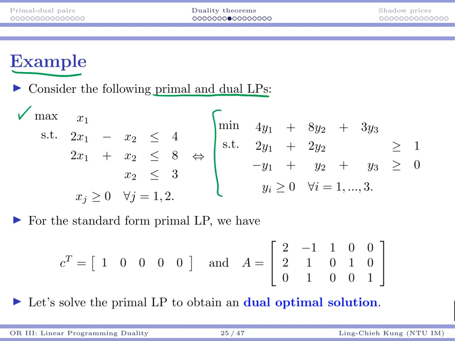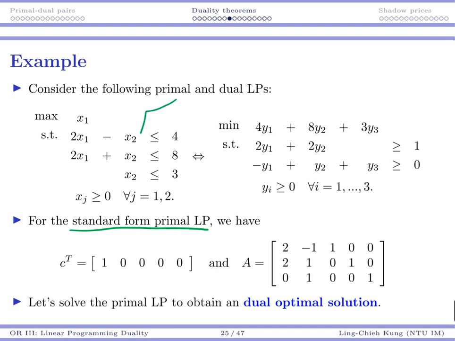So its dual is going to be, I want to minimize several things subject to two inequality constraints where they are greater than or equal to. Alright, so given this, now I want to illustrate all the conditions we just mentioned. So consider the standard form primal linear program.